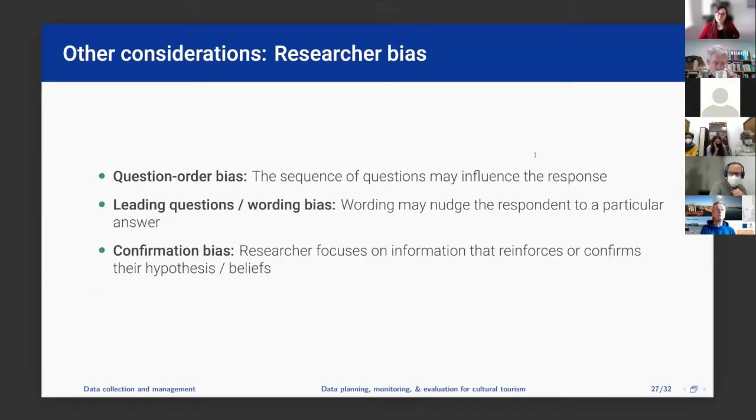And in terms of the researcher, when you are designing things, you have to keep in mind that the question order can actually influence the response. It's not always easy to fully randomize a survey, but the question order can influence the response. You also want to be careful about leading questions or having a wording bias, which is wording that nudges the respondent to a particular answer. And confirmation bias, that you end up focusing on information or responses that reinforce or confirm your hypothesis or your beliefs.